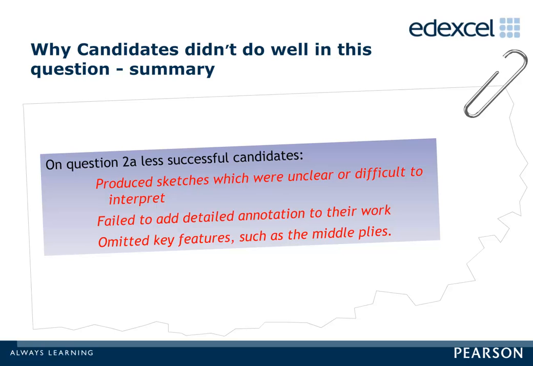The main reason why candidates failed to achieve all marks was that they did not add detailed annotation to their work. Some candidates drew accurate sketches but did not identify the different layers, therefore gained no credit for these. Finally, the most common reason for candidates not gaining full marks was that they omitted key features, such as the middle plies, from their answers. A common response was to show only 2 layers, which could only achieve 1 mark.